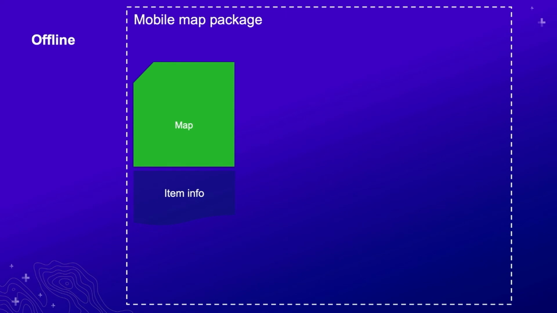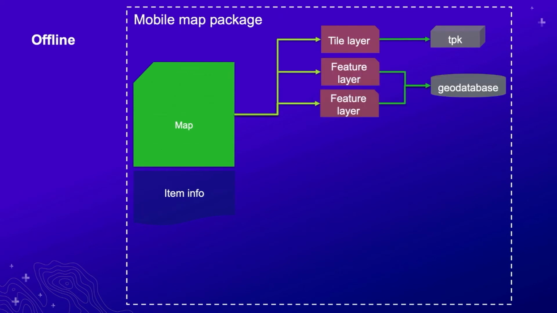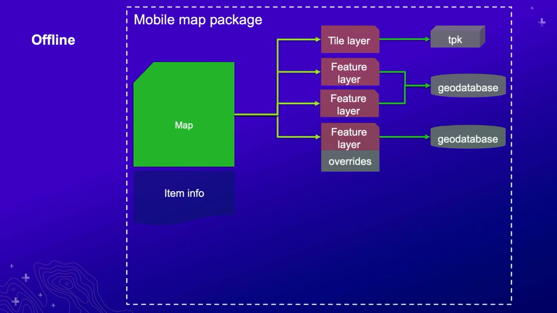So what's inside of a mobile map package? It's conceptually quite similar to a web map. We've got our item info, it has a little bit of metadata about the map, and then it points to the map itself. Maps can have tiled layers, they're backed by tile packages. They can have feature layers, they're backed by geodatabases. They can have feature layers with overrides, backed by geodatabases.